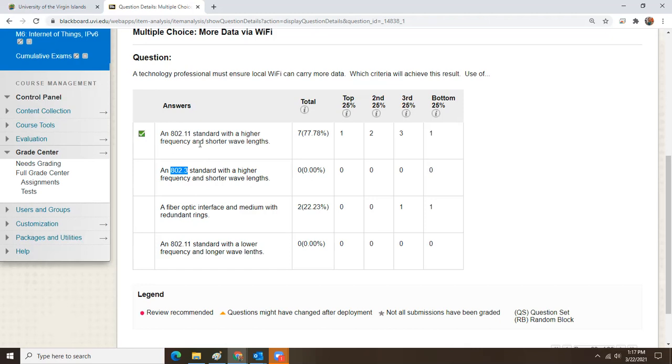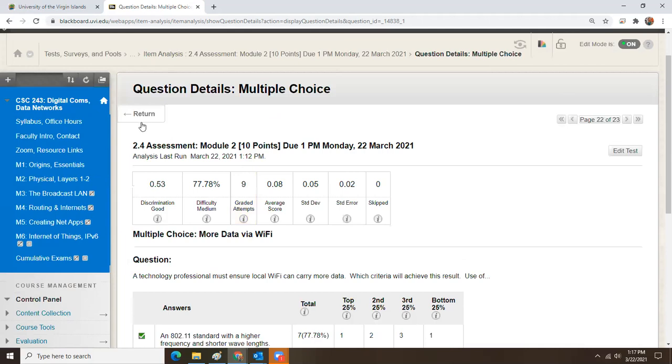Most everybody got this correct. So it's the 802.11 standard with a higher frequency and shorter wavelength. So the higher the frequency, the smaller the wavelengths. The greater the frequency, the smaller the wavelengths. You have to have shorter and shorter waves to squeeze them into the same length of media. Any questions about this item before we move on?